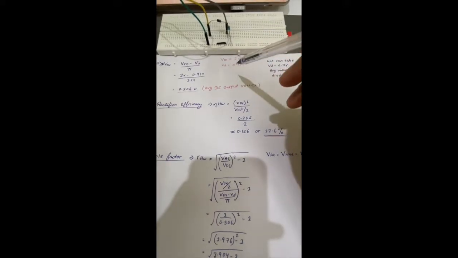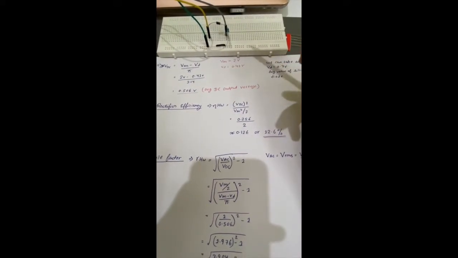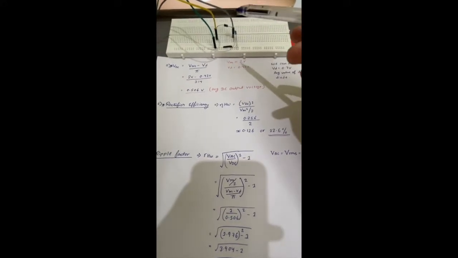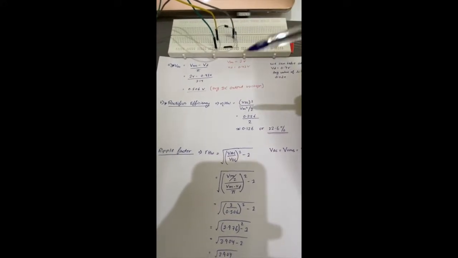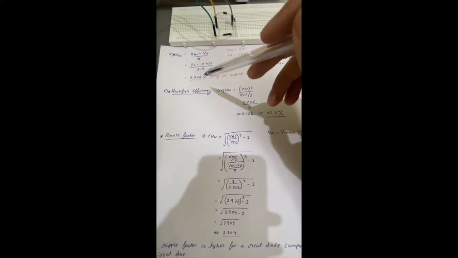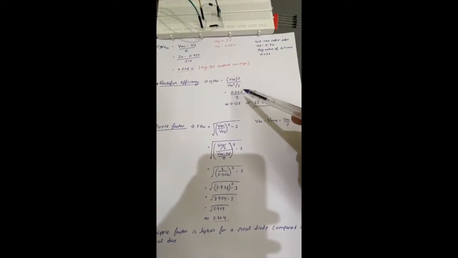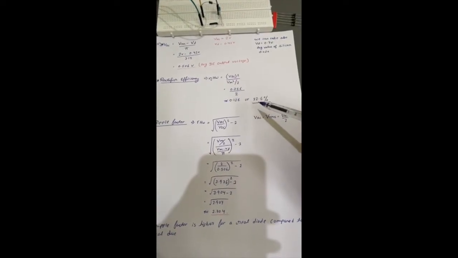In our case it is equal to 0.41 volt, but when someone asks you what the value is for a real silicon-based diode, we will say 0.7 volt. In our case we have taken the exact value that we got. By calculating all this, I get the VDC, average DC output voltage, equal to 0.506 volt, and the rectifier efficiency, whose formula is VDC square by Vm square by 2, comes to 12.6%.